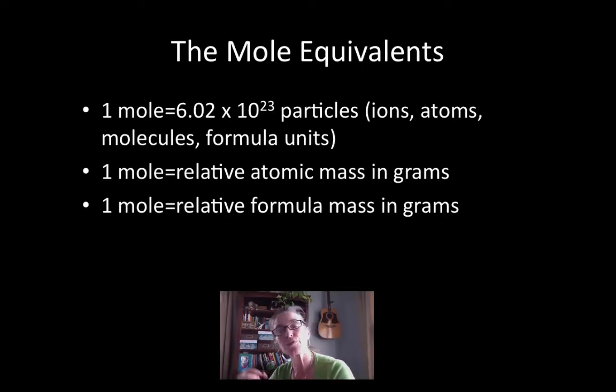So what ratios will we be using in chemistry? Well, we're going to be using the mole and its equivalences. So 1 mole is equal to 6.02 times 10 to the 23rd particles, and those particles can be ions, atoms, molecules, or formula units. We also know that 1 mole is equal to the relative atomic mass, but instead of being in atomic mass units, now it will be in grams. The same can be said for formulas. 1 mole is equal to the formula mass in grams.